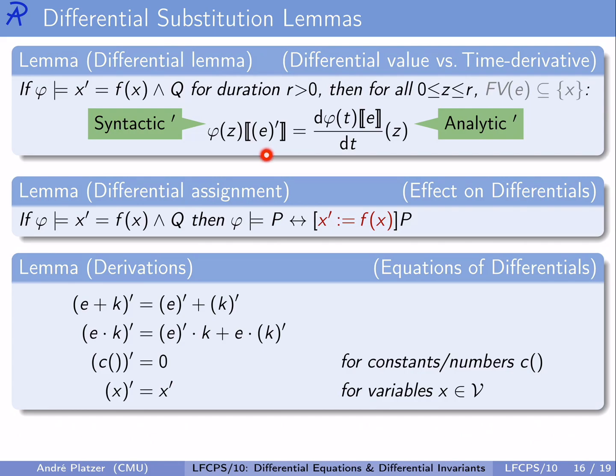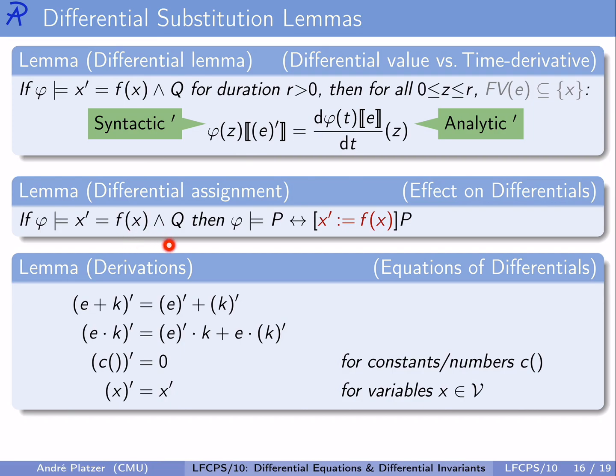The differential lemma says that e prime, which is just a syntactic term, is the differential of a term. The value of the syntactic expression is equal to the value of the analytic time derivatives, at least as long as we're following a differential equation for a positive duration. At every moment in time z along the solution, the value of the differential e prime of e equals the time derivative along that solution of the value that e itself has at the time z. This is an analytic derivative, this is purely syntactic. We better prove it.